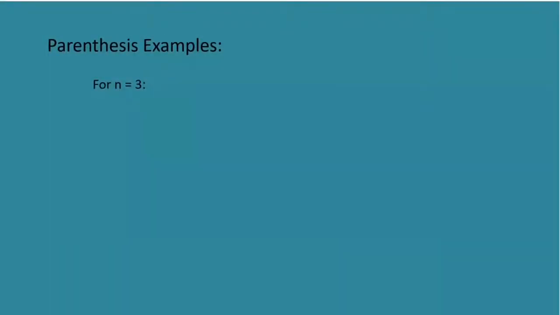So the first one is the number of valid parentheses expressions, where a valid expression consists of n right and n left parentheses, and the number of these altogether is equal to the nth Catalan number. Possible combinations of parentheses for n equals 3 can be this one, this, and this.